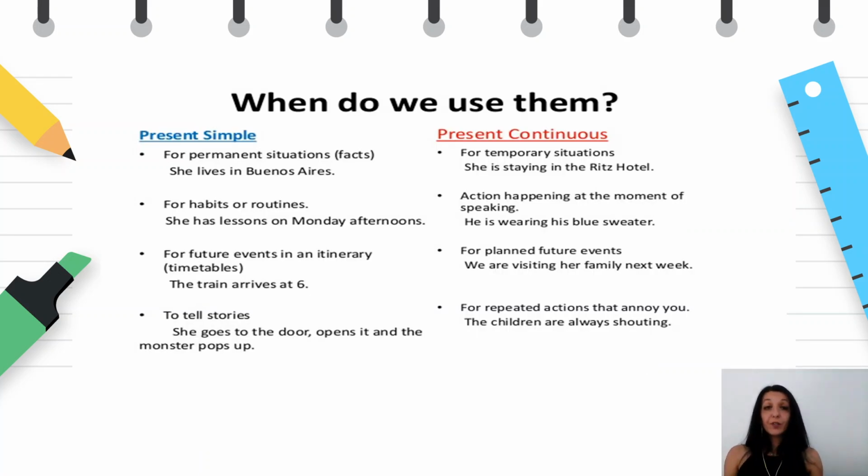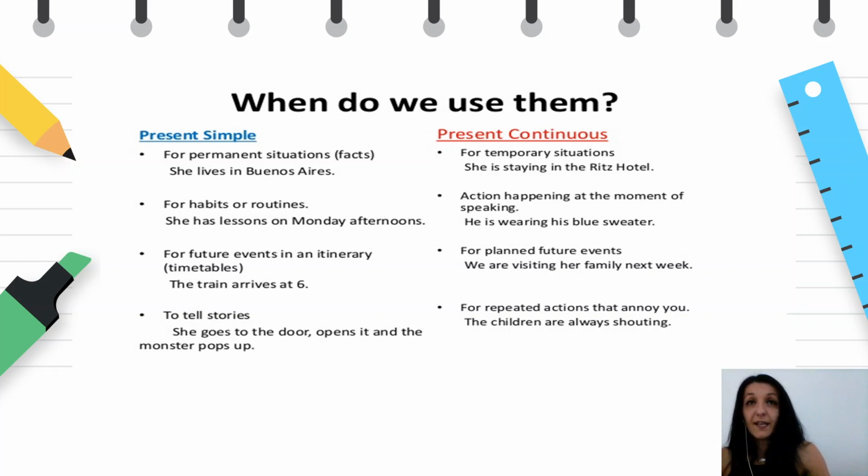What is really important about these two tenses is how to use them. So let's start again with present simple tense. Present simple is usually used for permanent situations or to describe facts. For example, she lives in Buenos Aires. Then we also use it for habits or routines. For example, she has lessons on Monday afternoons.